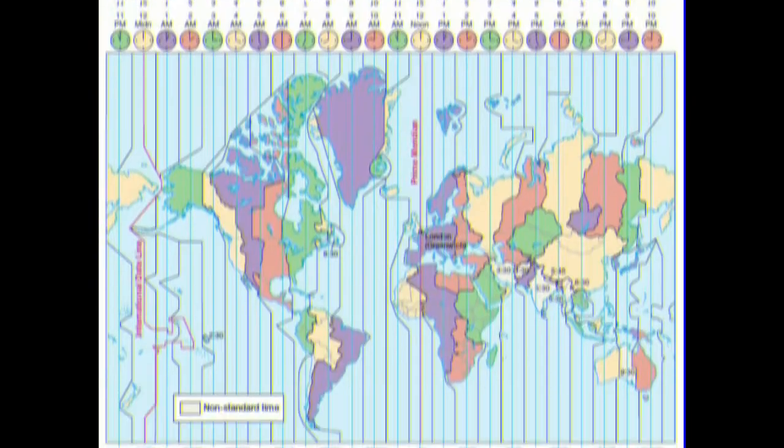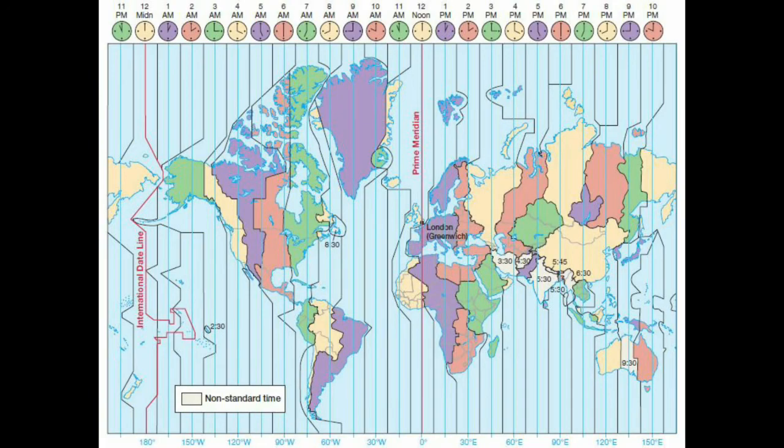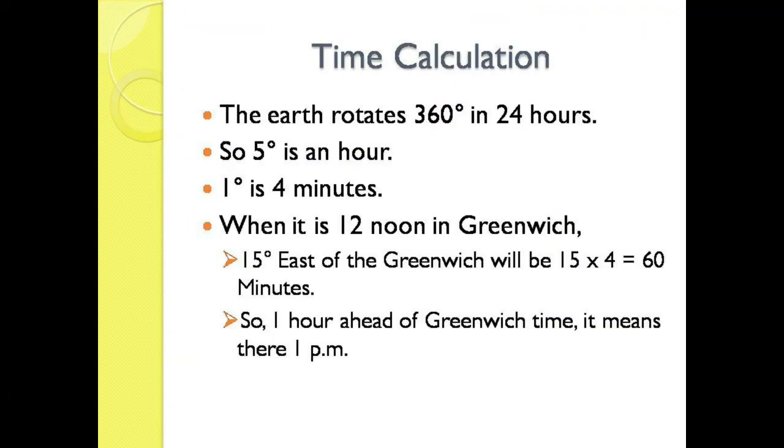Time calculation. The earth rotates 360 degrees in 24 hours. So 15 degrees is an hour. 1 degree is 4 minutes. When it is 12 noon in Greenwich, 15 degrees east of Greenwich will be 15 into 4 is equal to 60 minutes. So 1 hour ahead of Greenwich time. It means there it is 1 p.m.